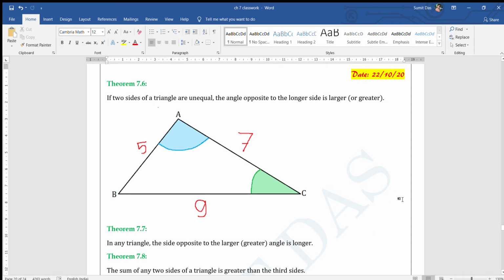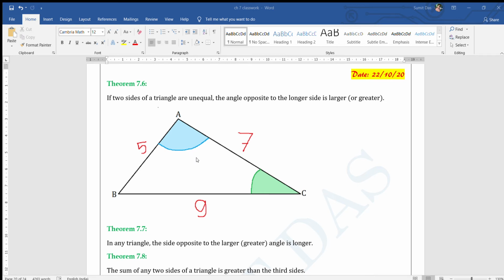So theorem 7.6 is saying that if two sides of a triangle are unequal, then the angle opposite to the longer side is larger. So which is the longer side in this triangle ABC? The longer side is 9, right? So what is the opposite angle of 9? The opposite angle of the 9 is this angle A, the blue one.